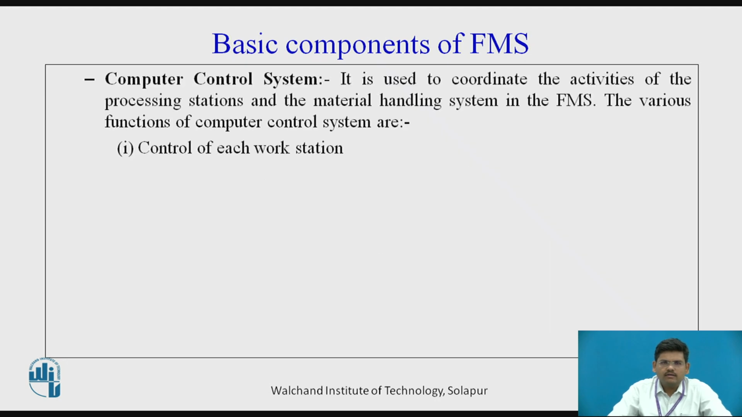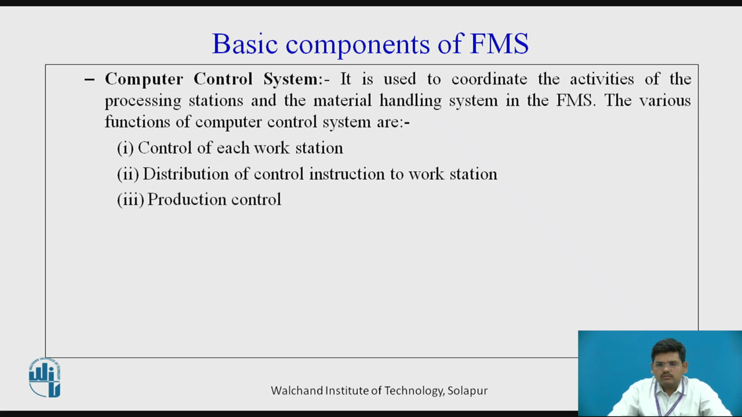Next, we have the computer control system. It is used to coordinate the activities of processing stations and the material handling systems in the FMS. So as far as the material handling or workstations are concerned, the total control is done by a central control system. Now the various functions that are carried out are control of each and every workstation. Each and every machine is being controlled centrally. Distribution of control instructions to workstations.